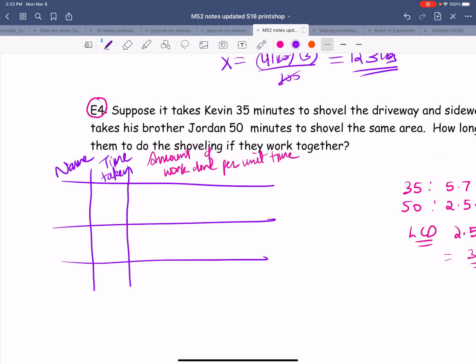Second column will be time taken, and the third column will be very important. It's always going to be the same for every single work application: amount of work done per unit time. The unit time in each case can be different.